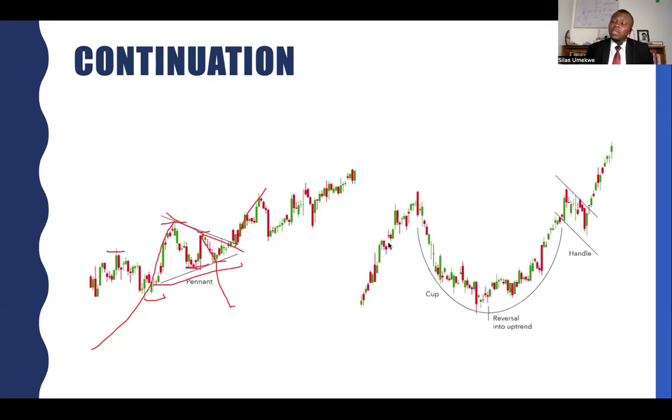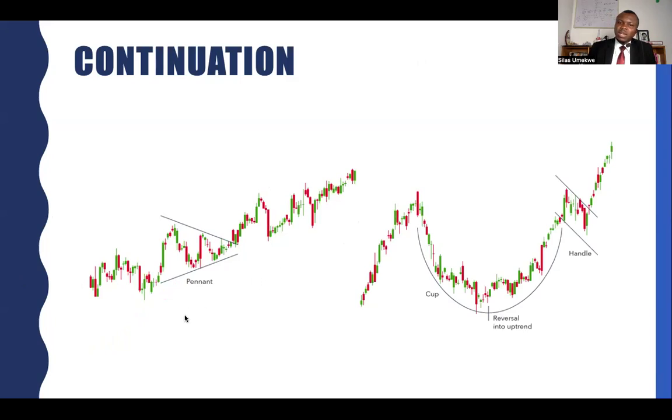The reason I did not talk about this pattern is because you most likely find it in stocks. However, let me just show you. It's called the cup and handle. In the training material and my training text, all these are there. So we have the cup and handle.